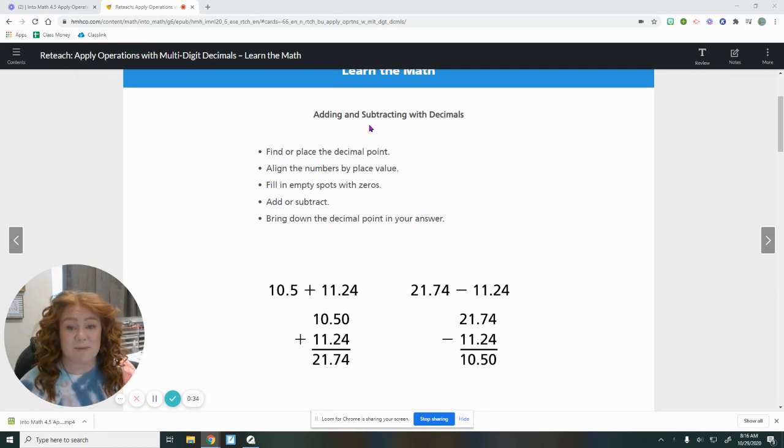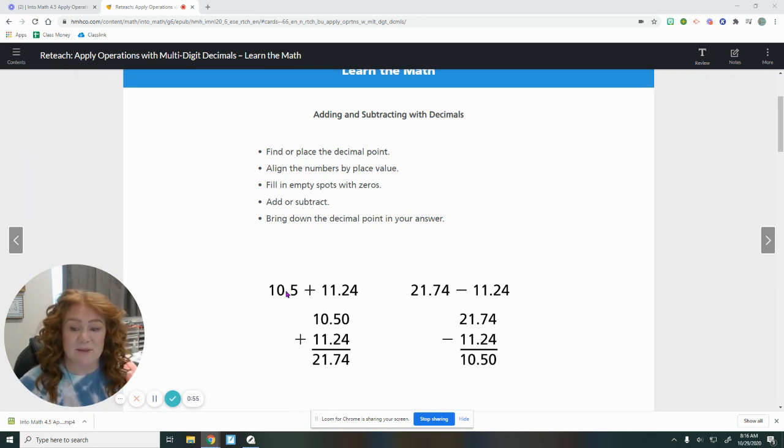So when we are adding and subtracting, we have to find that decimal point and line our decimals up. All the ones should be in line, the tenths should be in line, everything needs to be in line. And any empty spots we want to fill in with zeros. And we add or subtract just like normal, bring our decimal straight down. So let's check out these problems here.